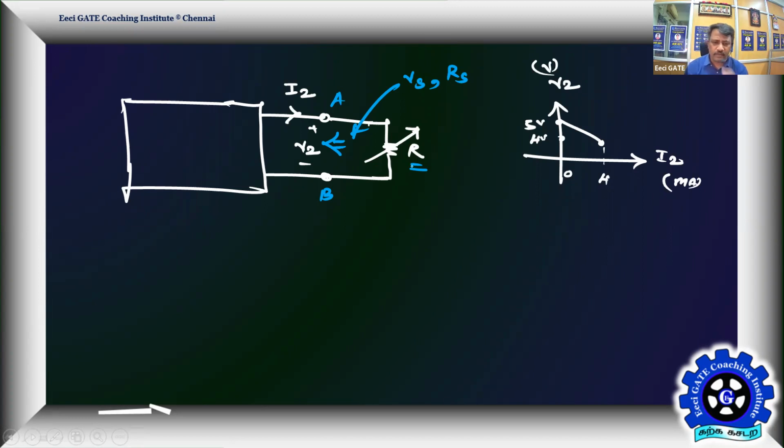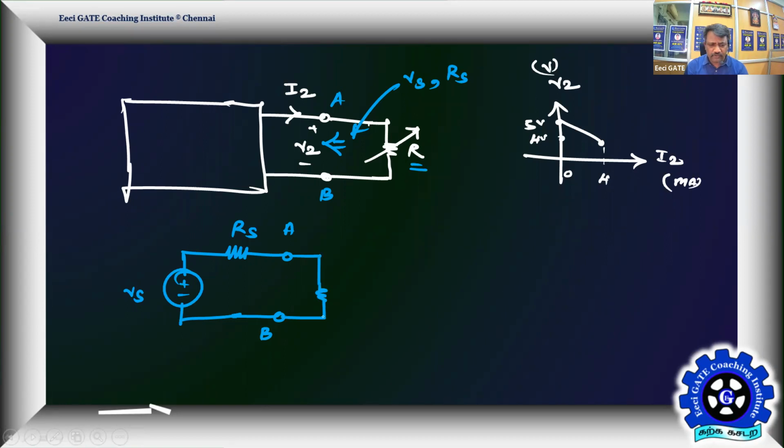Let me model the entire circuit as a practical source. I am going to keep the problem very simple: a DC source of Vs, modeling the entire circuit as a practical source, and a resistance Rs between terminals A and B. Then I am going to connect the variable resistor. So how is it going to help our problem?